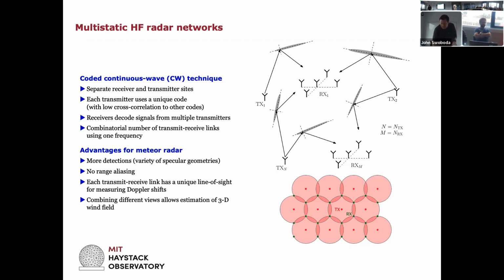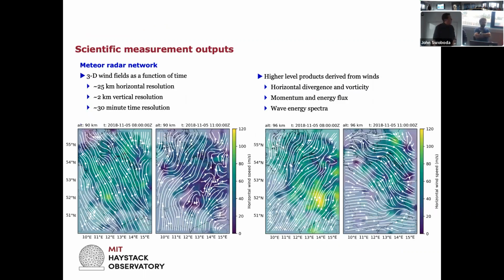And so you can get something along these wind fields here. This is over Germany actually, because we have Kongsborn, they have a whole meteor wind network there. Your meteor radar network gets you something on the order of 25 kilometers horizontal resolution, 2 kilometers vertical resolution, and a 30-minute time resolution. It takes time to build up the number of statistics from the winds, but beforehand we had no measurements in this area.